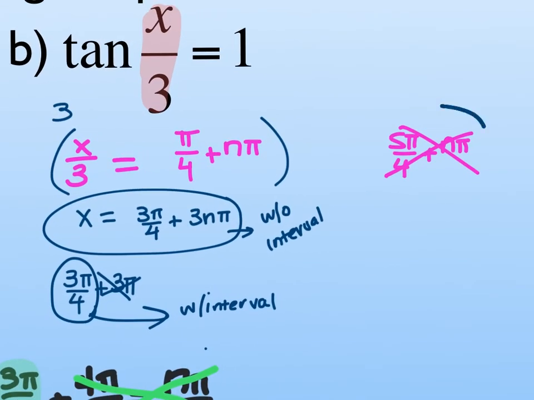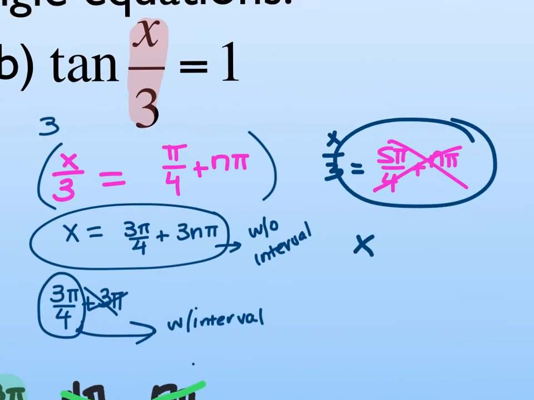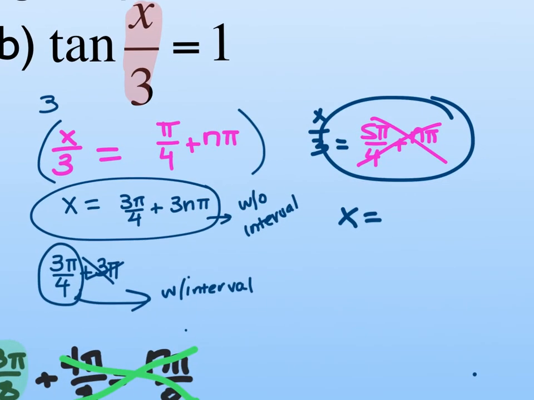If you had kept 5 pi over 4, let's say that happened, and I had kept it, I would have gotten x over 3 equals that, so x equals 5 times 3, which is 15 pi over 4, plus 3n pi. If my interval is restricted from 0 to 2 pi, what's wrong with 15 pi over 4? It's already too big just by itself. That's why you would rule it out. Does that make sense? Okay.